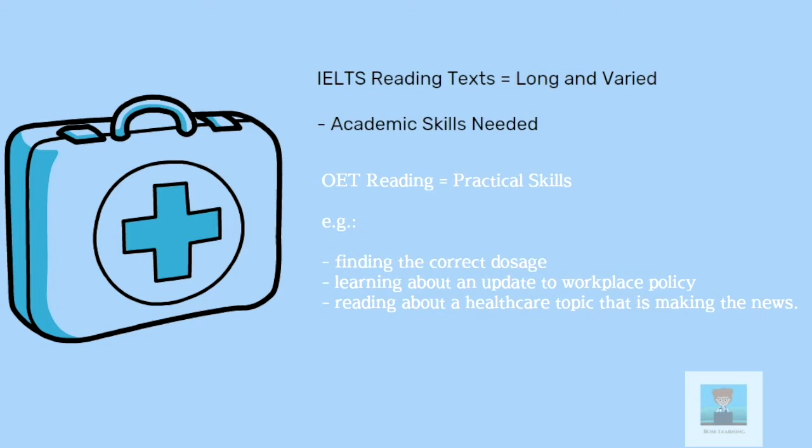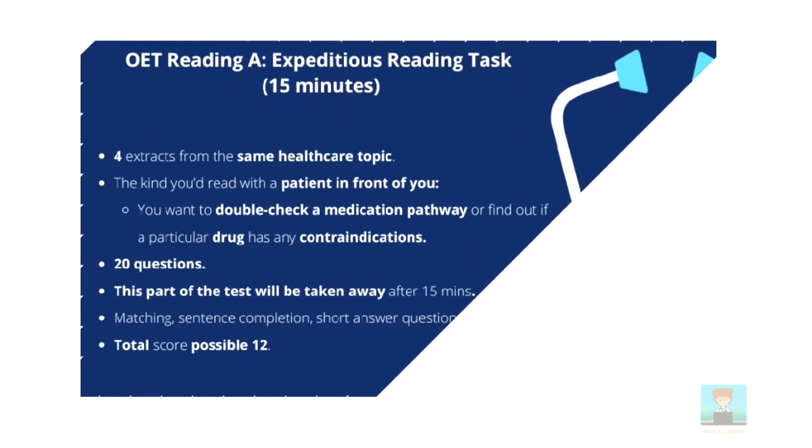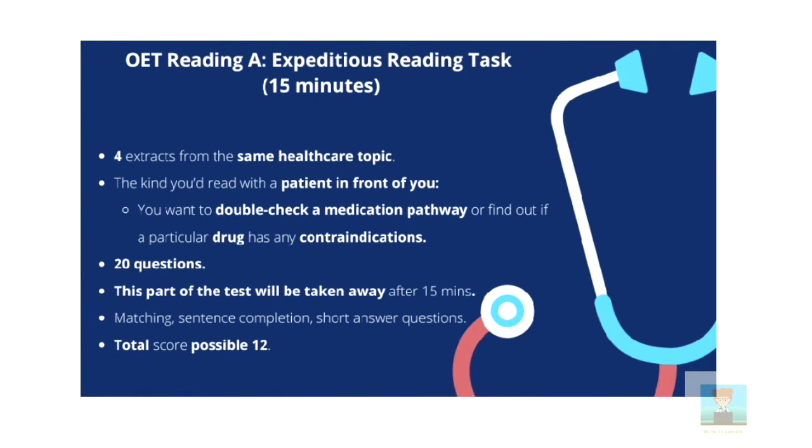It's split into 3 sections. Part A is all about expeditious reading, and you get 15 minutes for this. You'll be given 4 extracts from the same healthcare topic, for example, pneumonia in young children. The text will be the kind of text that you would read with a patient in front of you. Perhaps, for example, you want to double-check a medication pathway or find out if a particular drug has any contraindications.